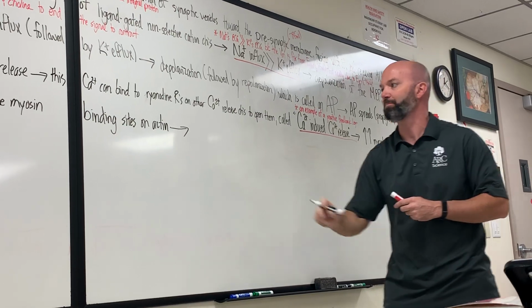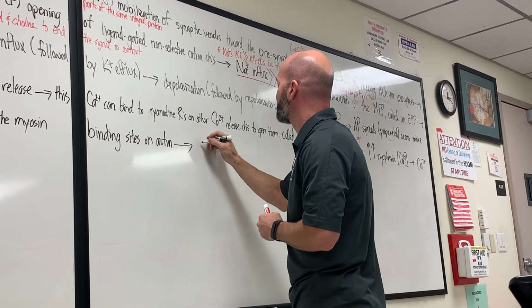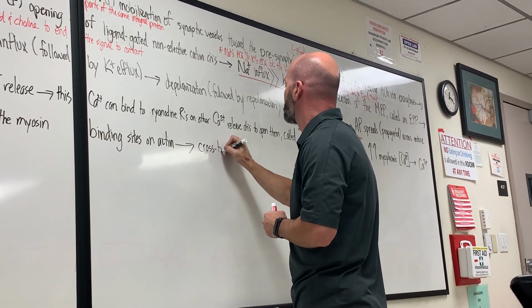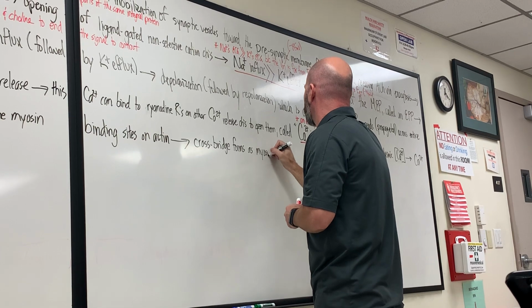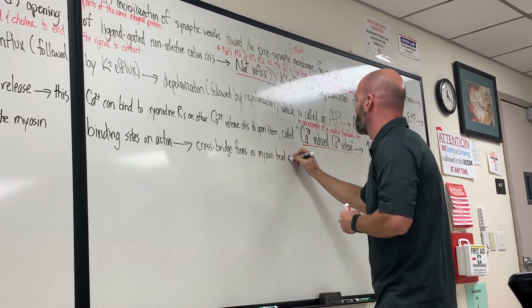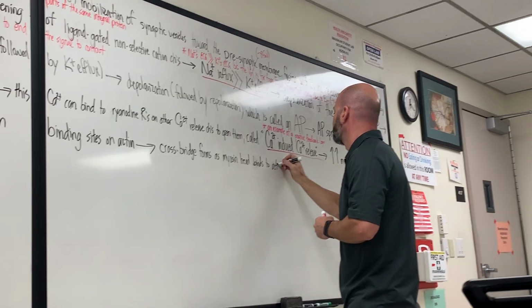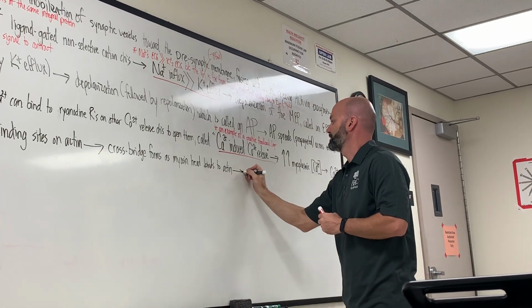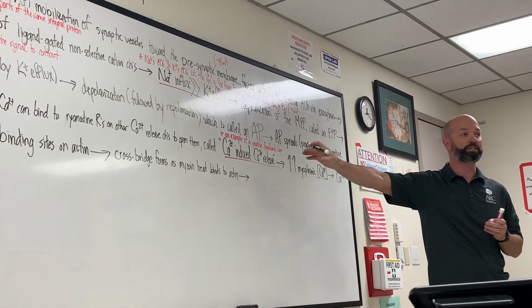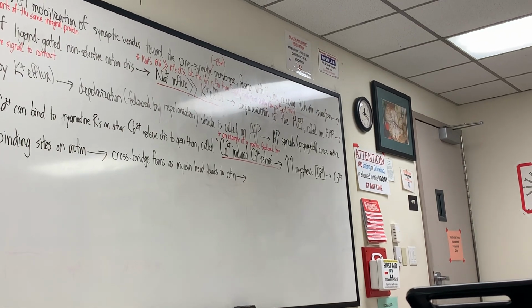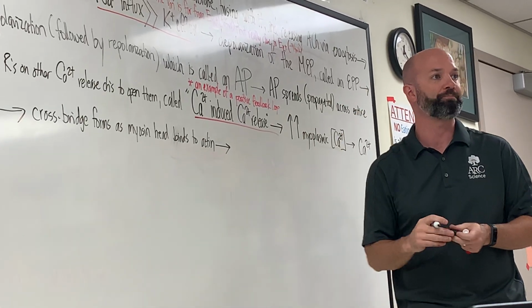As soon as they're exposed, what happens? Cross bridge forms as the myosin head attaches or binds to actin. So we've got our cross bridge. So we did events at the neuromuscular junction. We did EC coupling. What's next? Cross bridge cycling. So as soon as you form the cross bridge, what is the very next step?